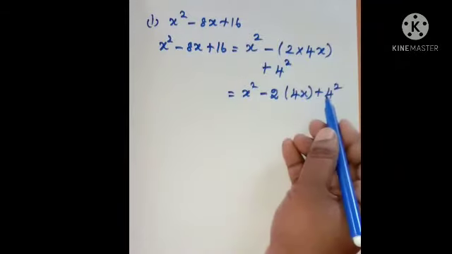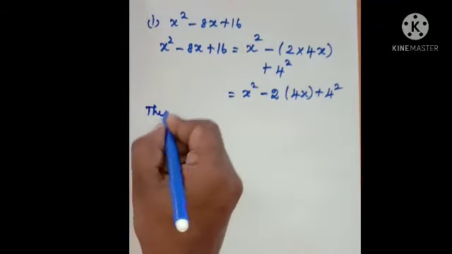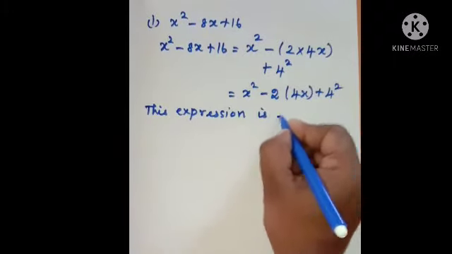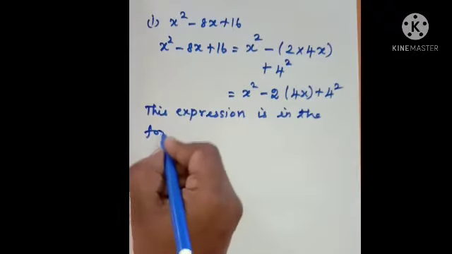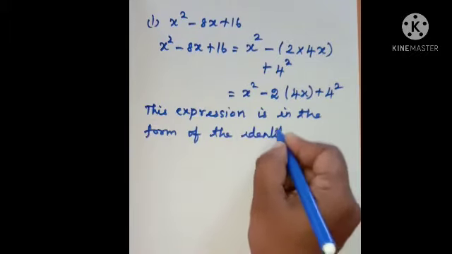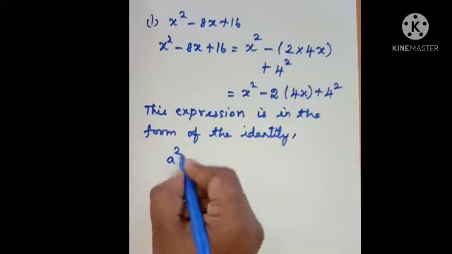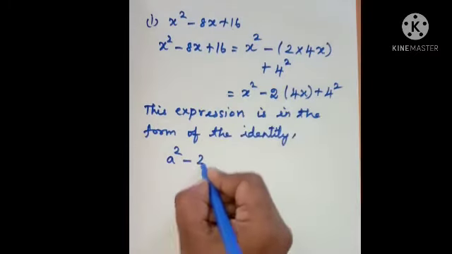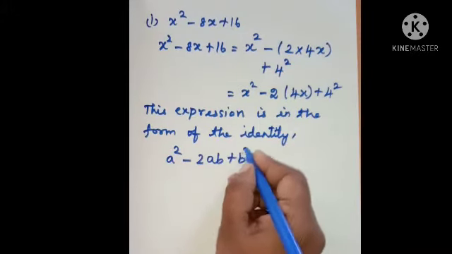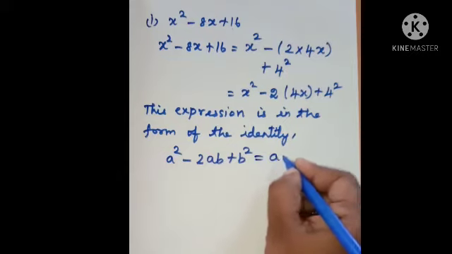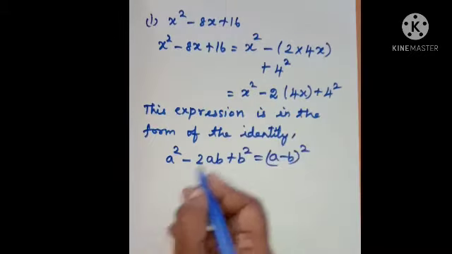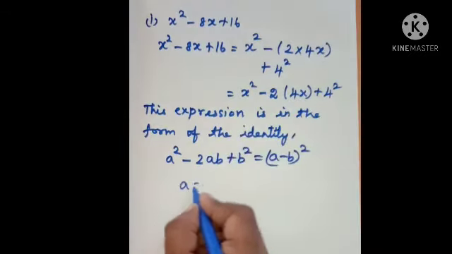So what about the identity? Yes, this expression is in the form of the identity a square minus 2ab plus b square is equal to a minus b the whole square, isn't it? So in place of a, here it is x.